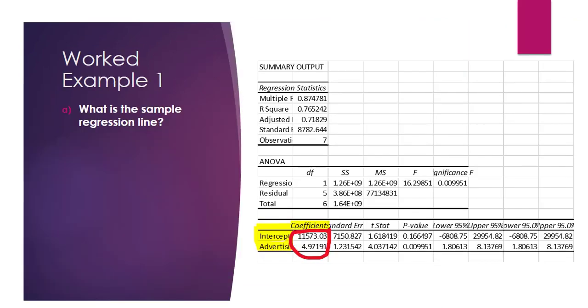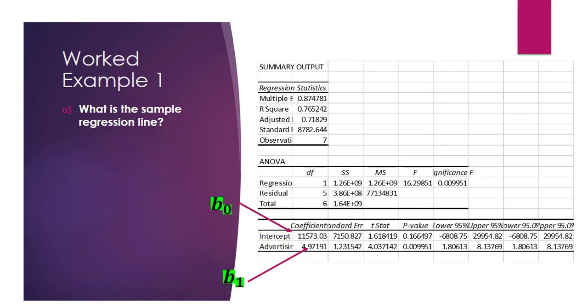So back to the question. What is a sample regression line? Well, basically this question is asking us to write B0 and B1. Let's look at the regression output table again. The section of the table that contains the beta 0 and beta 1 coefficients is here. More specifically, these values here under the label coefficients.